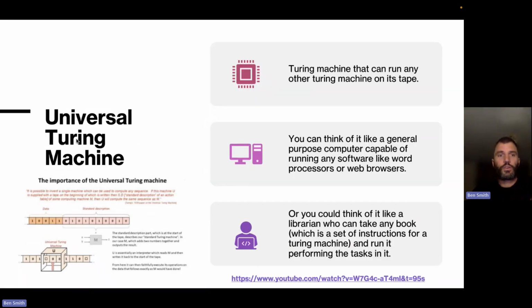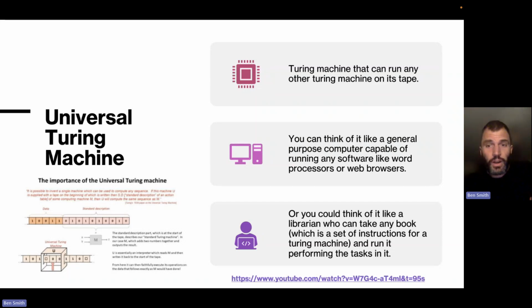Then we come on to the idea of what a universal Turing machine is. A universal Turing machine is a machine that can run any other Turing machine on its tape. It's a little bit like having a general purpose computer capable of running any software like word processors or web browsers. Think of your computer: you've got Word on there, you've got Excel, you've got games and things, and it's like a machine that can run another machine, or a program.